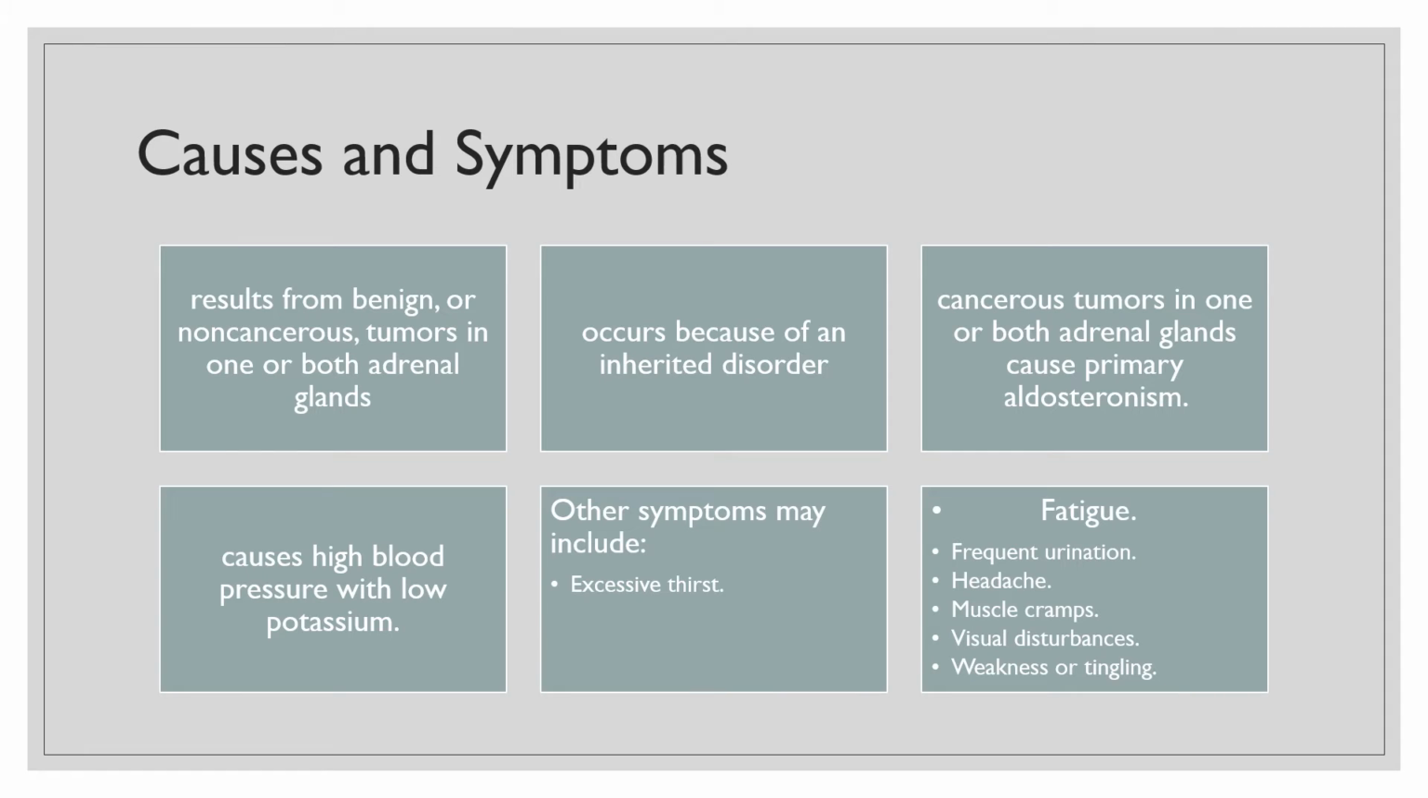Causes and symptoms of aldosteronism: it results from benign or non-cancerous tumors in one or both adrenal glands and occurs in people between the ages of 30 and 50 years old. Rarely, primary aldosteronism occurs because of an inherited disorder. In extremely rare cases, cancerous tumors in one or both adrenal glands cause primary aldosteronism. Primary aldosteronism generally causes high blood pressure with low potassium. Other symptoms may include excessive thirst, fatigue, frequent urination, headache, muscle cramps, visual disturbances, weakness, and tingling.